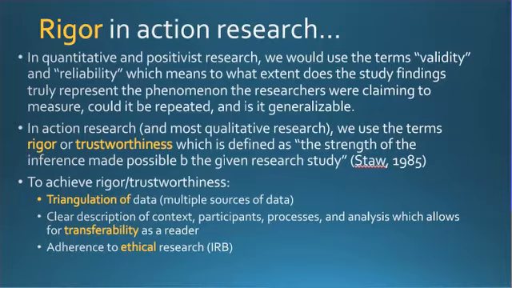In the hard sciences, they have the advantage of having laboratories, so they can control all of the variables down to like the smallest drop. In education, we can't do that. It would be unethical for us to control that much. And so in action research, and quite often in qualitative research, which is more the narrative research, we tend to use the terms rigor or trustworthiness, which means the strength of the inference made possible by the given research study.